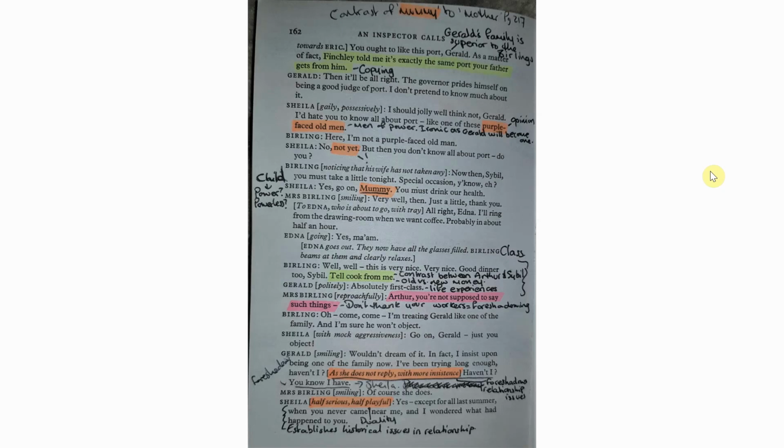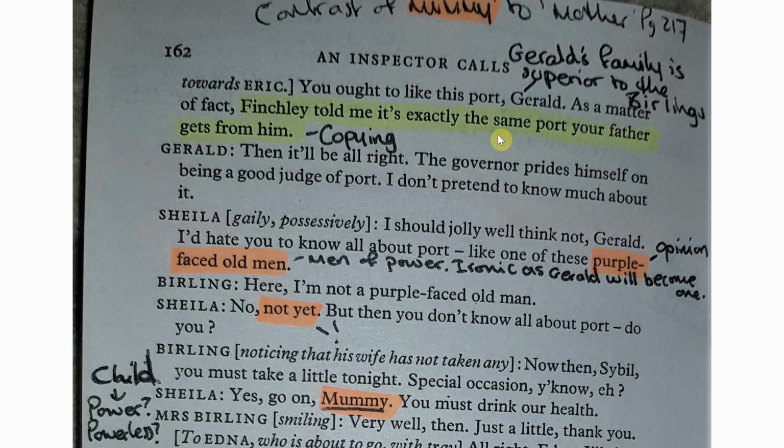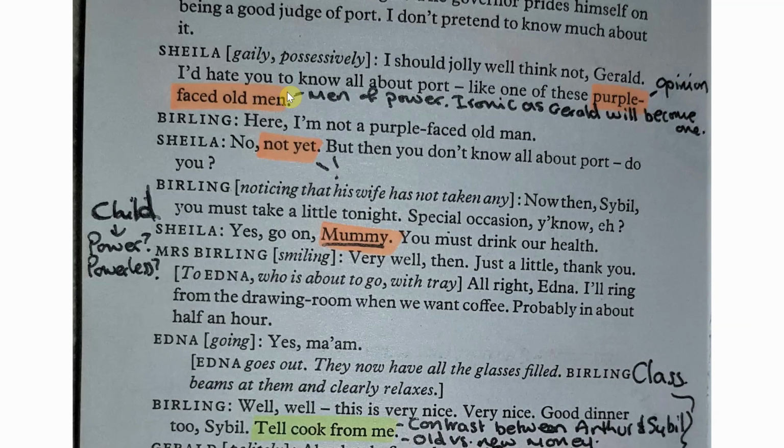Now we see this in the very first thing that he says. He tries to impress Gerald through his knowledge of port, and by buying the same port that Gerald's father drinks. This shows that he's copying their family in an effort to appear more sophisticated than maybe he actually is. We then see Sheila, in contrast to Birling, saying, "I'd hate you to know all about port," like one of these purple-faced old men, saying that to Gerald, showing that she doesn't want Gerald to turn into one of the men that Mr. Birling most admires. Now there is some irony within this, as Gerald will possibly become one of these purple-faced old men. He's on a trajectory to take over his family business, to become this rich, influential man.